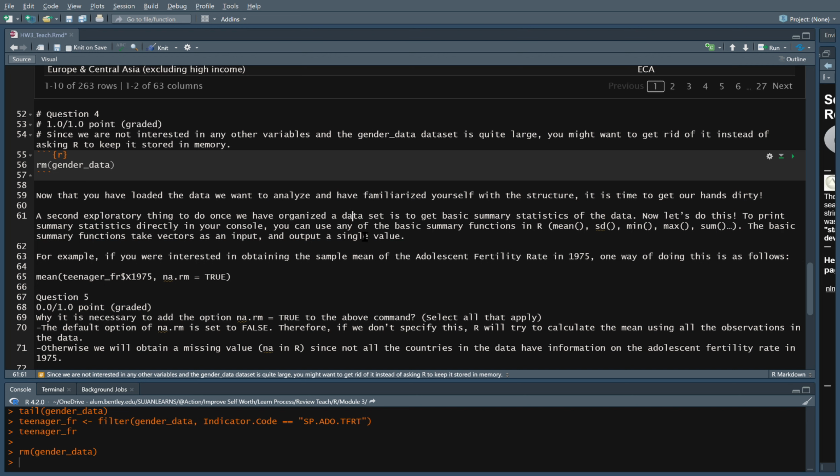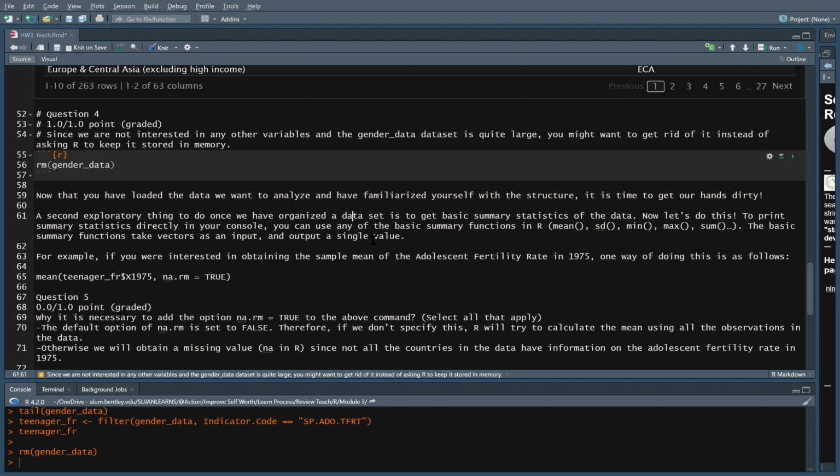Today I'll be continuing our homework three, and try to finish it today. So we'll tackle question number 4. We'll tackle what comes out of question number 4, and the text is that now you have loaded data. We want to analyze it and have familiarized yourself with the data structure. It's time to get your hands dirty.